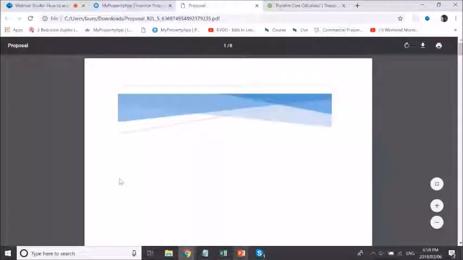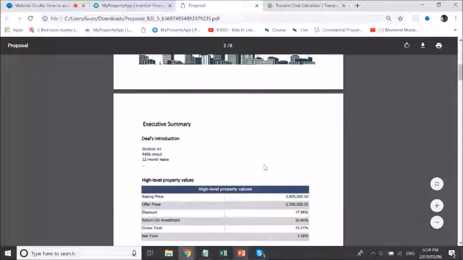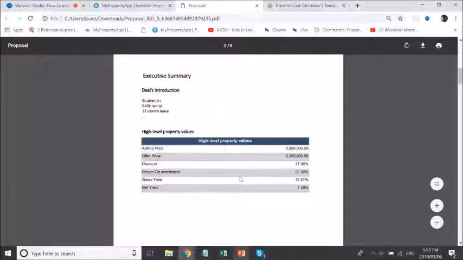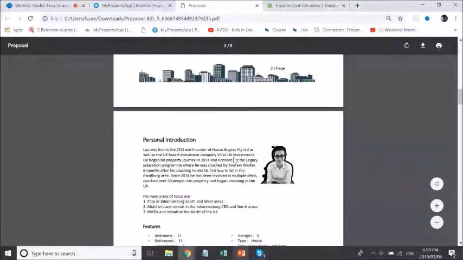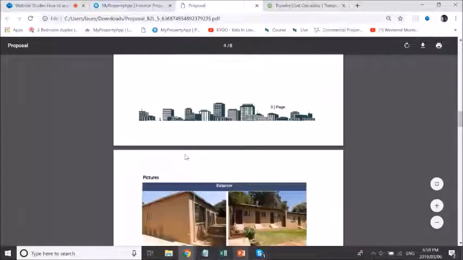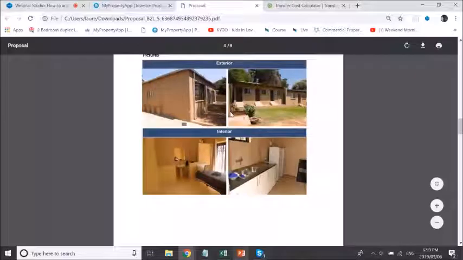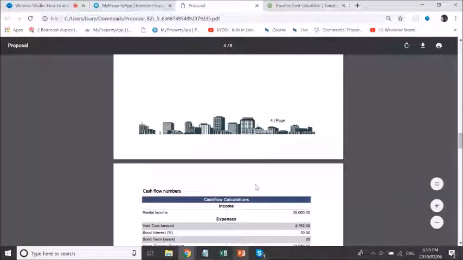Let's have a look at how the long proposal came out. So the long proposal has a similar sort of style. Again, the deal introduction, the high level property values. You can see everything's in blue because we chose a blue color scheme. Personal introductions, the features, amenities. I didn't put any down, so there won't be any there. The pictures are also shown, so exterior and interior, which could show them what it looks like. And then the cash flow.